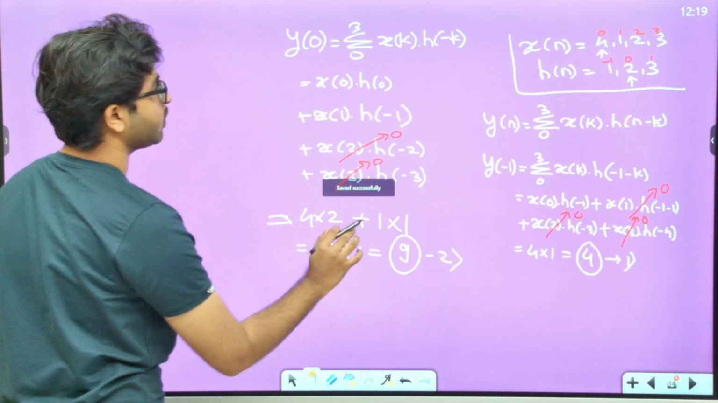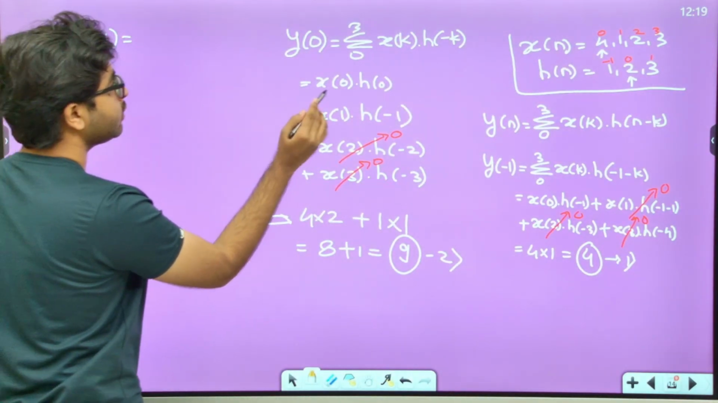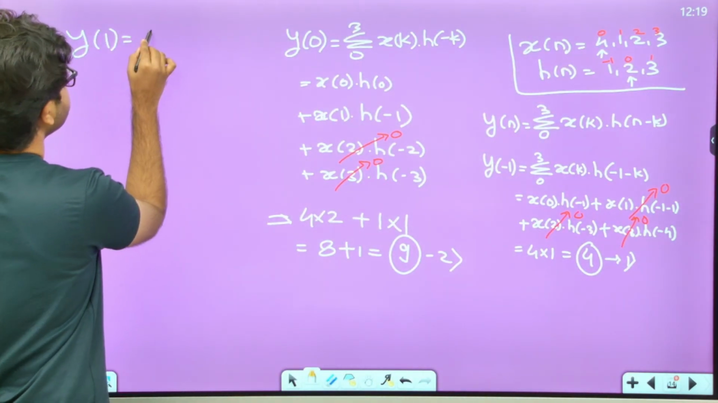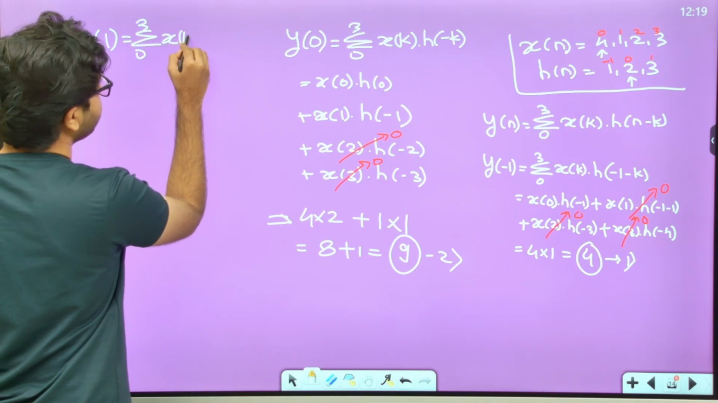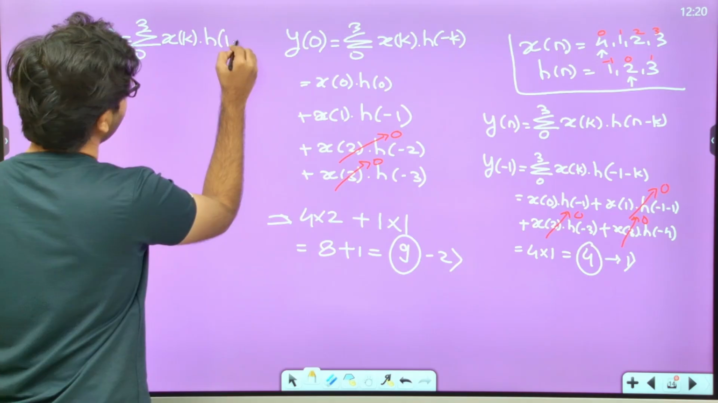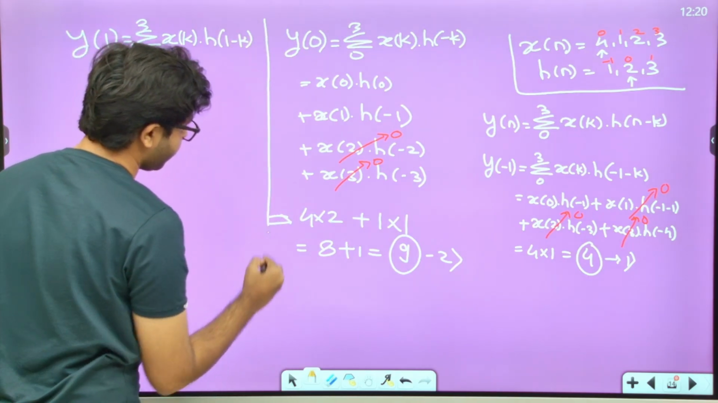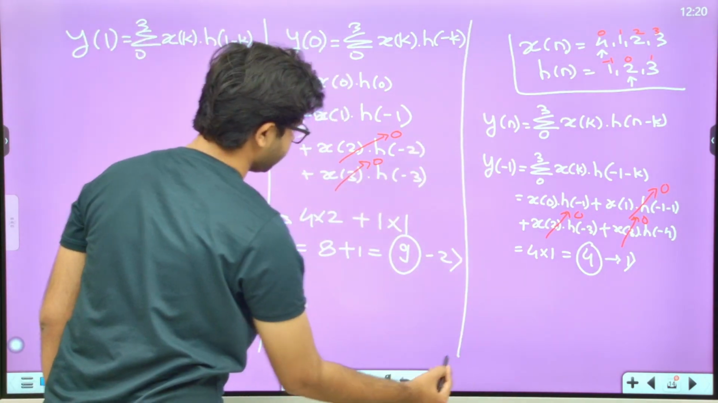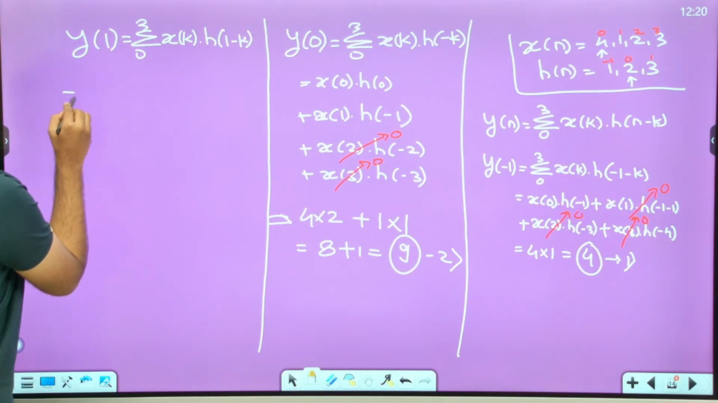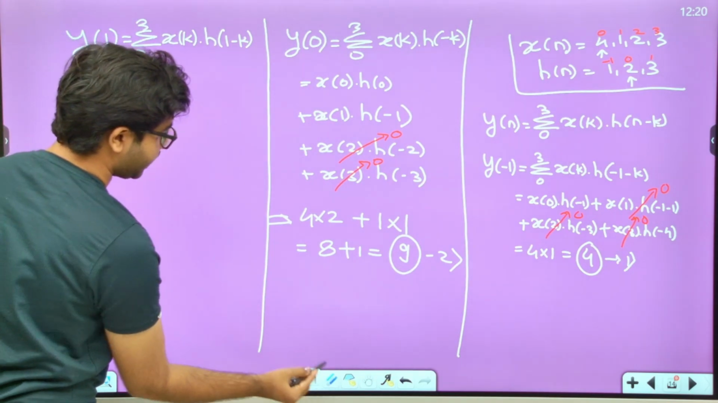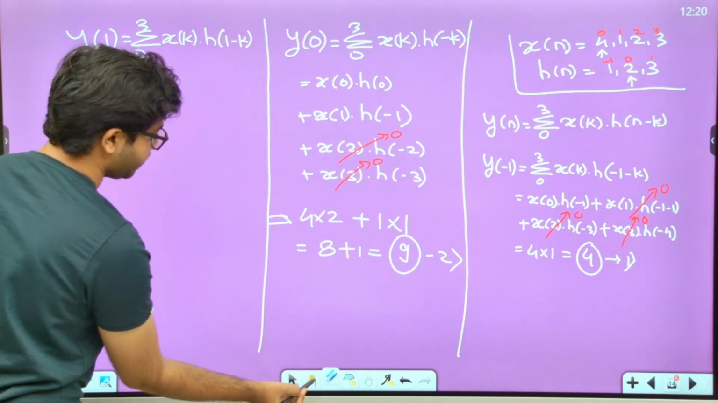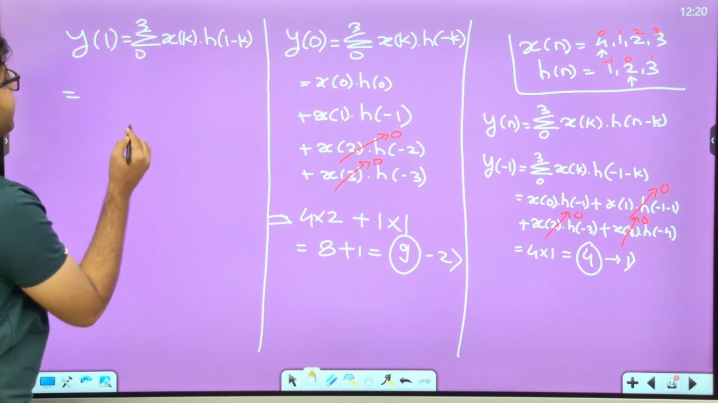Okay, so y of 1 will be what? We will write summation 0 to 3 x of k h of 1 minus k. Okay, this is the partition I will make. So summation from 0 to 3. No, I will write it directly. No need to write each and every term clearly. I hope you can understand.